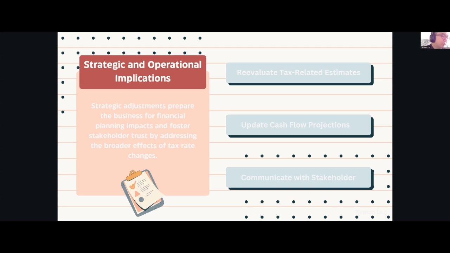In conclusion, responding to tax rate changes requires careful attention to financial reporting adjustments and strategic and operational implications. By addressing these areas, companies can ensure compliance, maintain transparency, and prepare effectively for the future. Thank you for your attention, and I'm happy to take any questions.